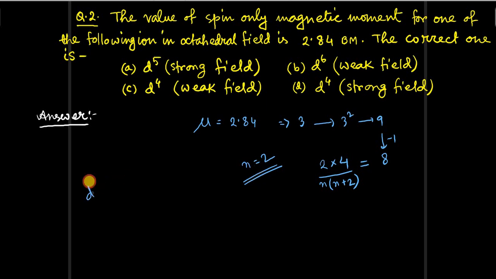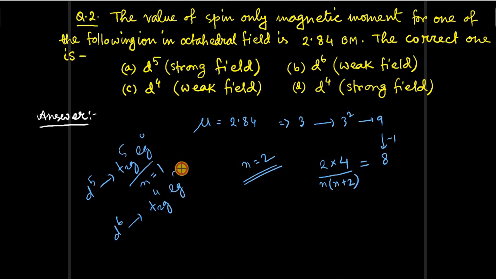Now when it is d5 strong field, the configuration is t2g5 eg0. t2g5 means the number of unpaired electrons will be 1. Then you have d6 weak field. So it will be t2g4 eg2. So the number of unpaired electrons becomes 4. Then option C, you have d4 weak field, that is t2g3 eg1. So here again you get n equals 4.